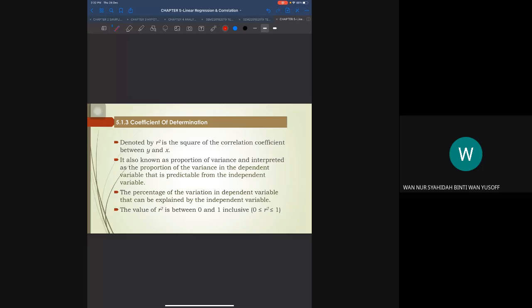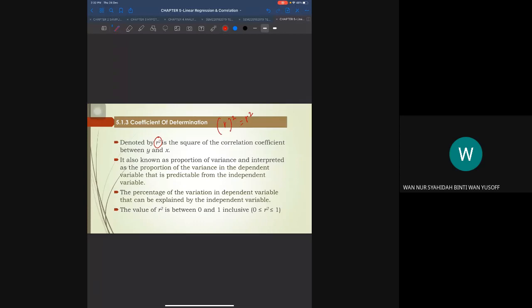So coefficient of determination, denoted by R square. The formula is similar to what we calculate for the R. After you get the R, you just square the value, then you will get R square, the coefficient of determination. It is also about the correlation, but it discusses the variability in your Y that can be explained by independent variables.